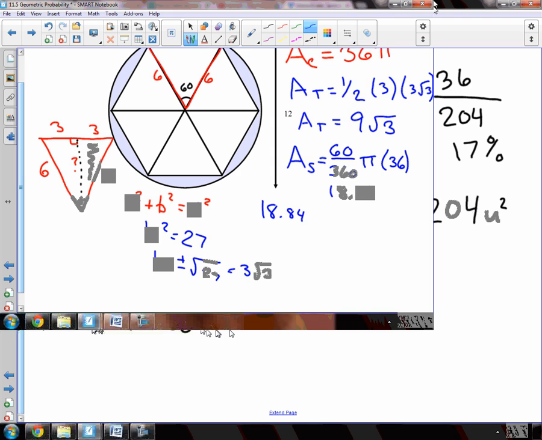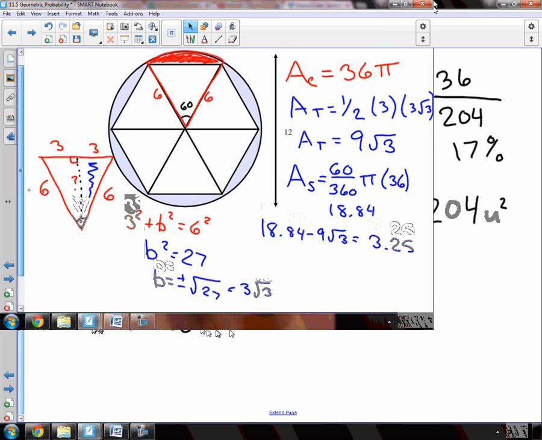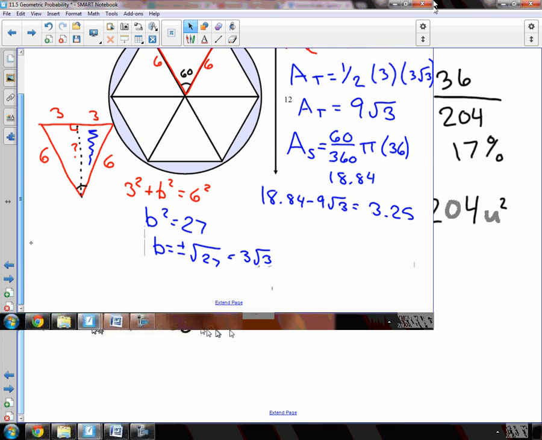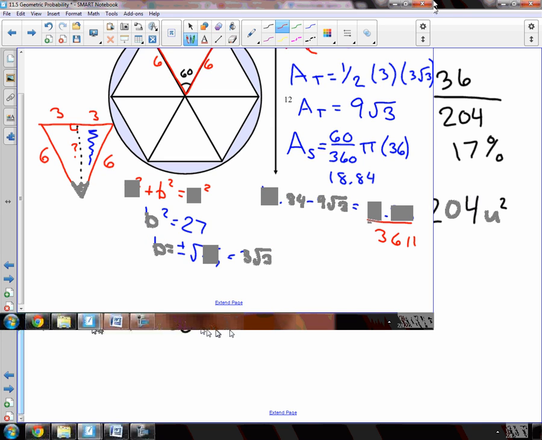Because that right now is the area of the crust. Divided by 36 pi, the whole circle. Because that 3.25 gives us that small little red sliver, and now we need to divide it by the whole pizza. So 36 pi. What is that final number? 0.09. Everyone else? 0.2. So the chance of getting that crust would be 2%.